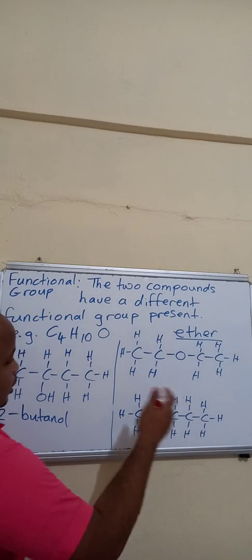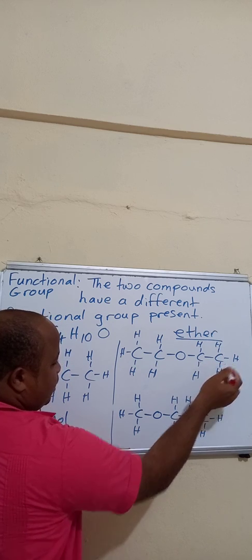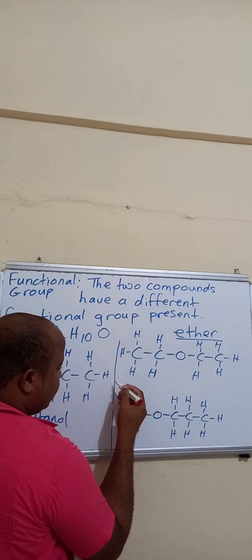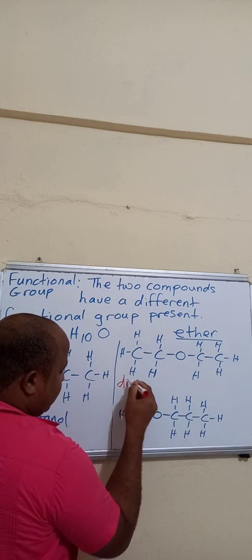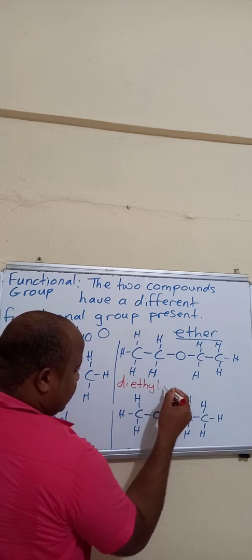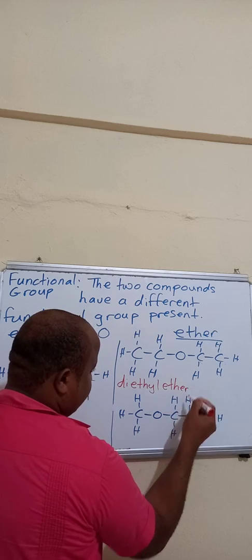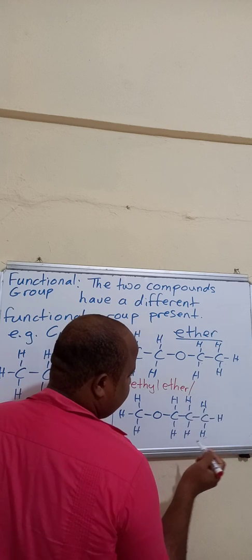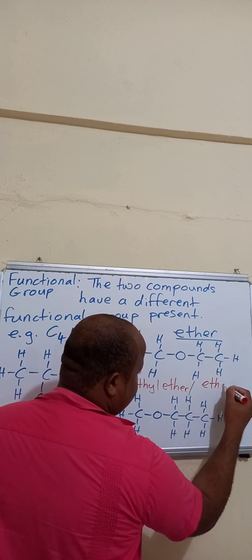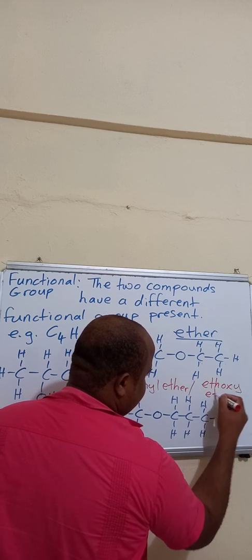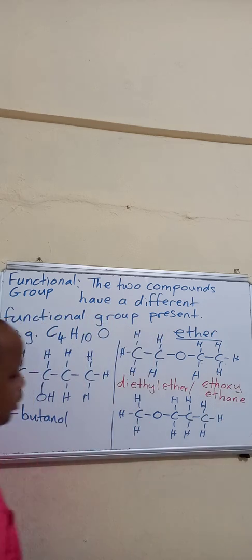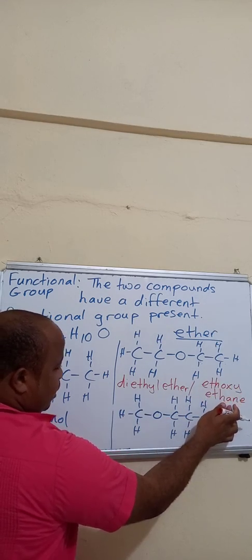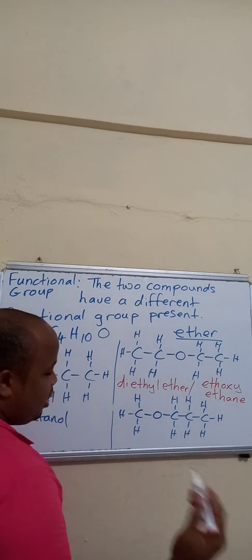So on this side we have an ethyl group, CH2, CH3, that's the ethyl group. We have 2 ethyl groups, so we can just call it diethyl ether. Or we could say ethoxy ethane. So you could say diethyl ether or ethoxy ethane. Once you hear ethoxy, you know it's an ether.